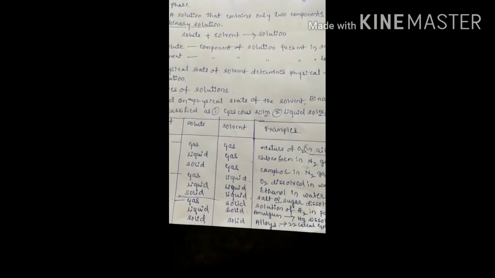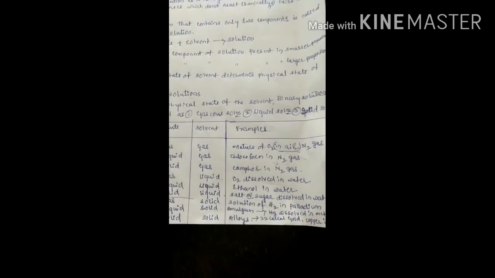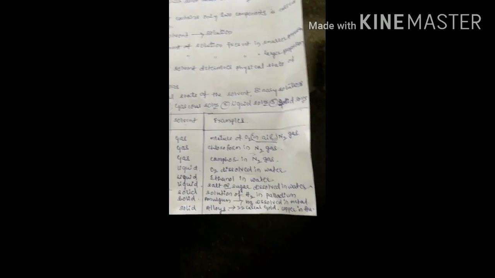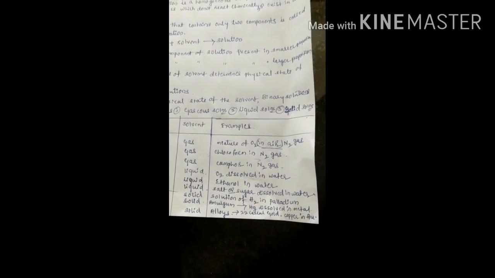Solute is solid, solvent is solid. The example is alloys. Alloys are mixtures of metals. Example is 22 karat gold. That means copper dissolved in gold.